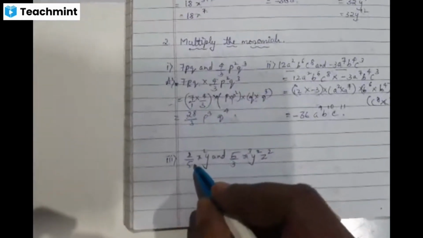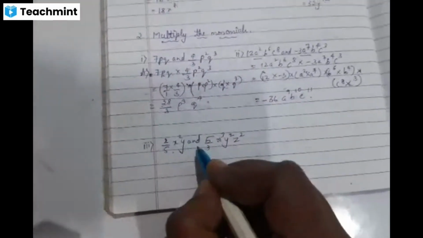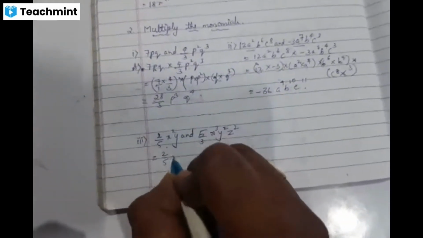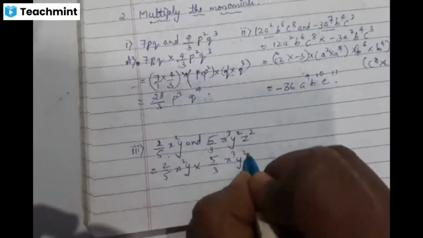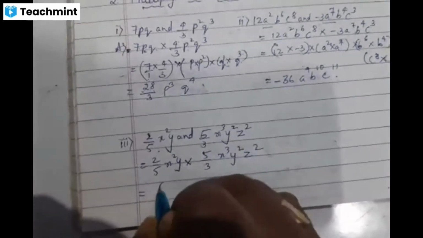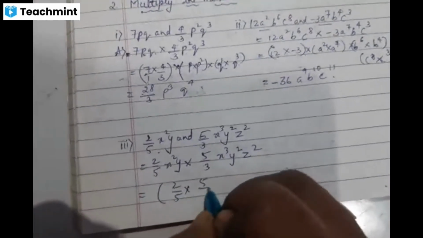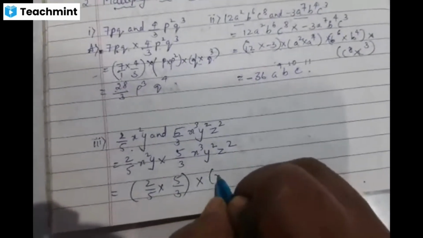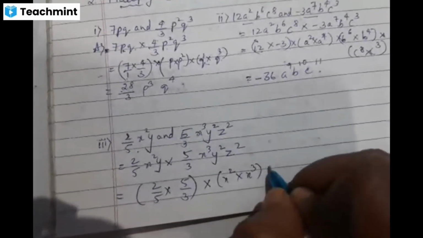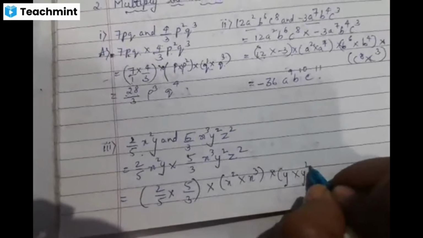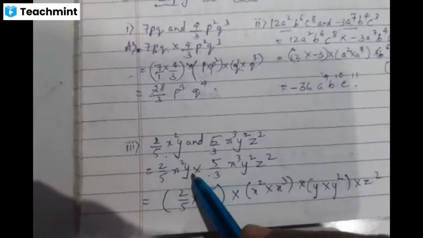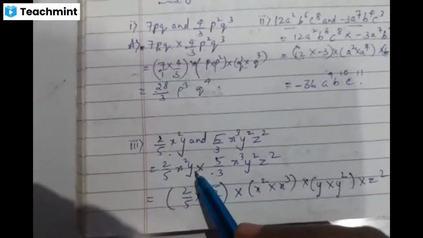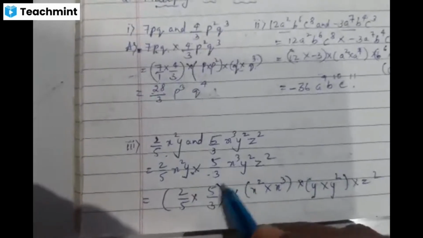Next, children, we have the third question, that is 2 by 5 x square y into 5 by 3 x cube y square z square. Now what are we going to do? We are going to group the constants in one bracket, then x square into x cube, then y into y square into z square. Here, children, you can ask the doubt that, Miss, we don't have a z term here. If nothing is there, we have 1.